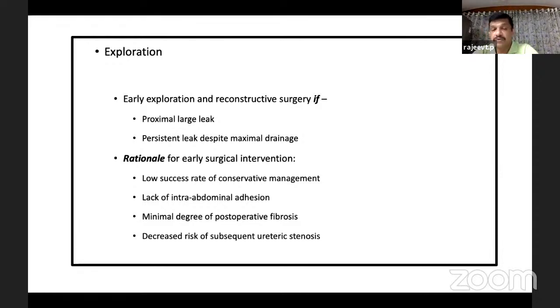What is the rationale for early surgical intervention? This includes low success rate of conservative management, lack of intra-abdominal adhesions if you go for an early intervention rather than a late intervention, minimal degree of postoperative fibrosis if you intervene early, and decreased risk of subsequent development of ureteral stenosis.